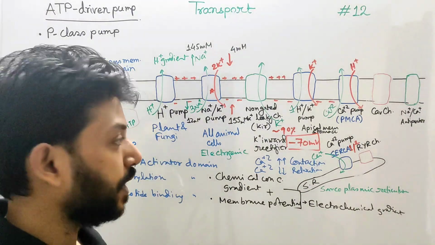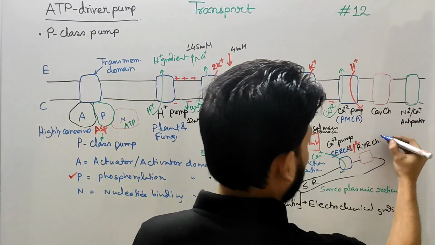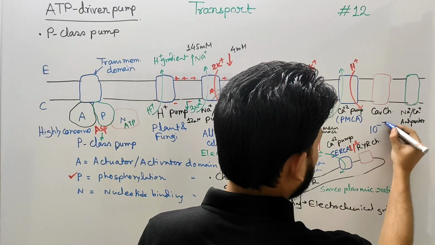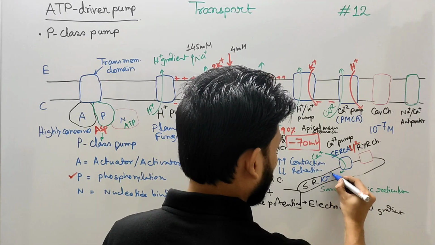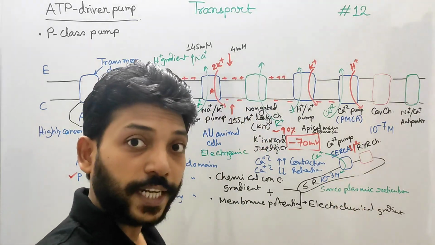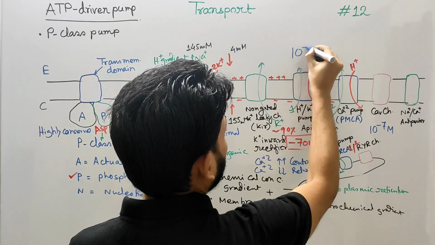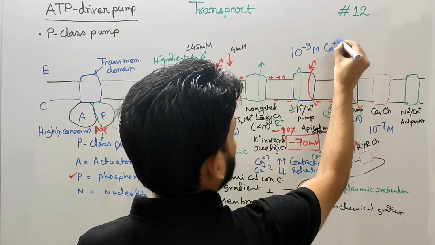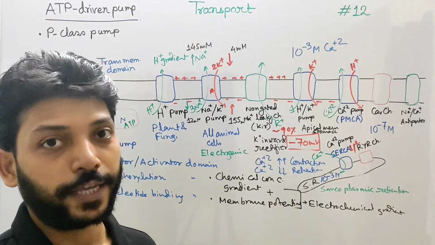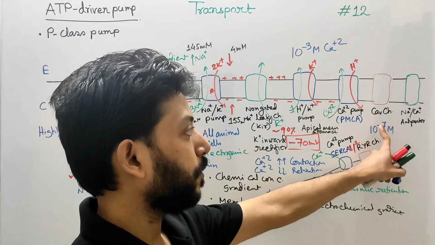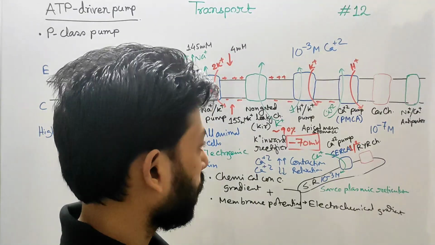The calcium concentration inside the cell is tightly controlled. Inside the cell, the calcium concentration is 10 to the power minus 7 molar. But in the sarcoplasmic reticulum, the calcium concentration is 10 to the power minus 3 molar. That means there is a 10,000 fold difference. It is also true for outside of the cell, where there is 10 to the power minus 3 molar calcium concentration. So outside of the cell and the sarcoplasmic reticulum contain a huge amount of calcium ions. But in the cytosol, only 10 to the power minus 7 molar calcium is present.